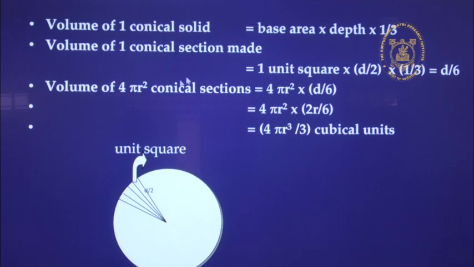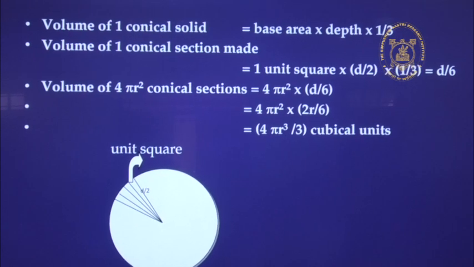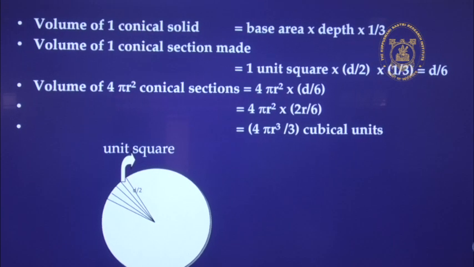As there are 4 pi r square conical sections, 4 pi r square into D by 6 gives the volume of the sphere. That formula is also given: for a Sushi Chetra, it is one third of the height into the base area. That is given in Lilavati itself in another verse, so they are using that here.